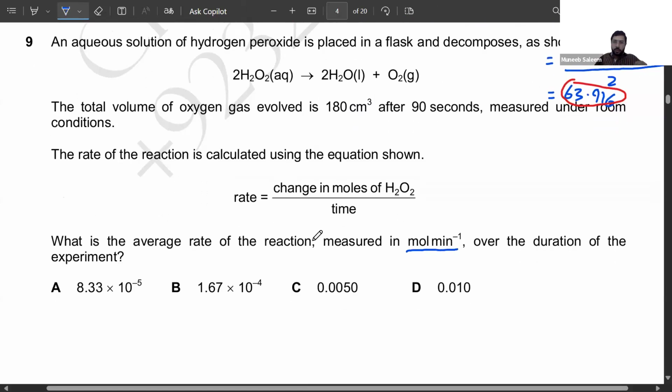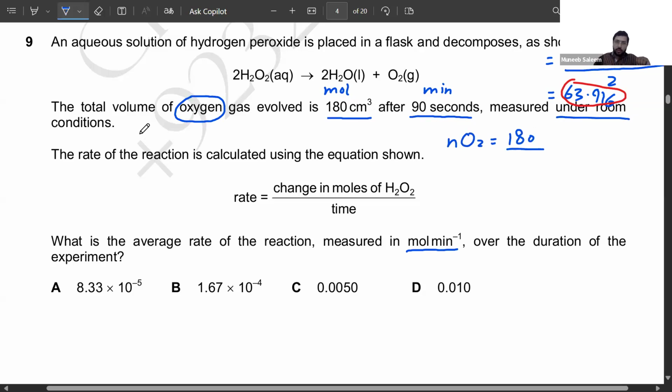All right, so for this purpose, we are supposed to convert the value of volume and the value of seconds into the moles and into the minutes. So this volume should be converted into the mole and this second should be converted into the minutes. For this purpose, we will do some calculations. So 180 cm cube can be converted into the moles, and we should remember we are referring to the oxygen. The number of moles of the oxygen is basically now 180 divided by molar volume.